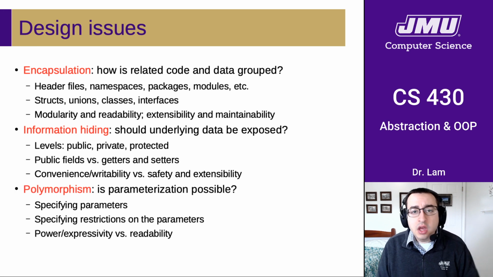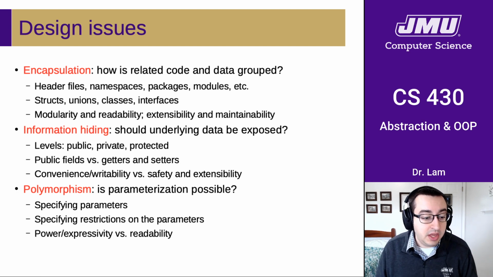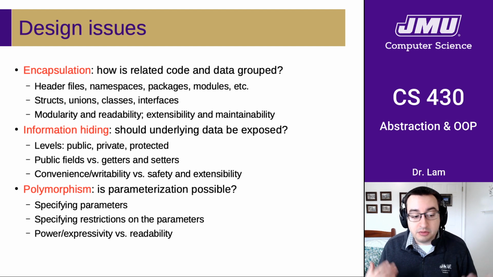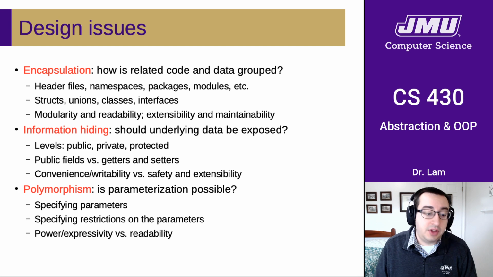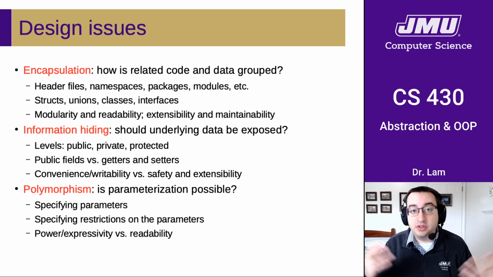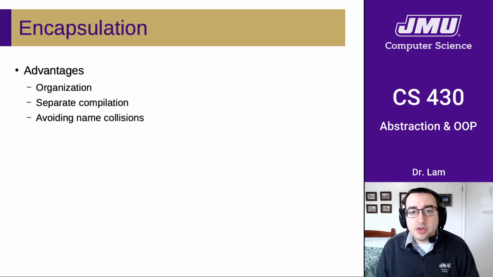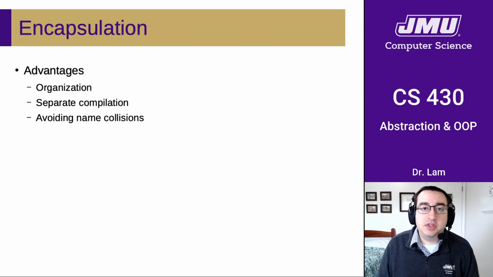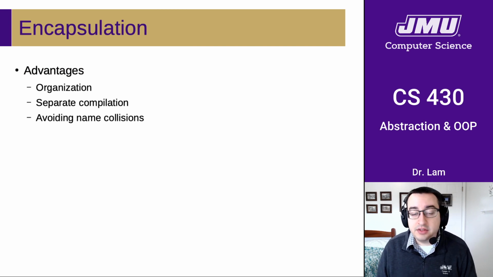The more you hide data, the safer things generally are, but it can cause inconveniences when trying to access that data. Polymorphism is the question about how parameterizable you can write a program. So how easy is it to swap out types and things like that. So there are issues of specifying parameters, specifying restrictions on those parameters, and here the trade-off is often between power and expressivity versus readability. So there are a lot of advantages to encapsulation that you should have encountered in 159, such as better organization, separate compilation, avoiding name collisions between different parts of your program.